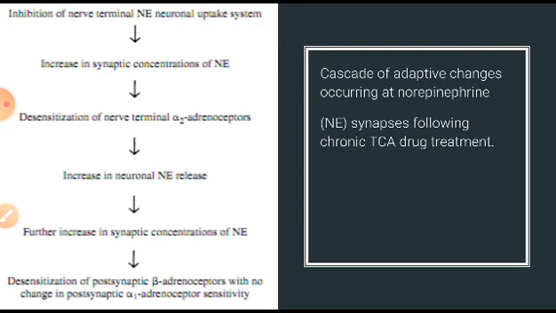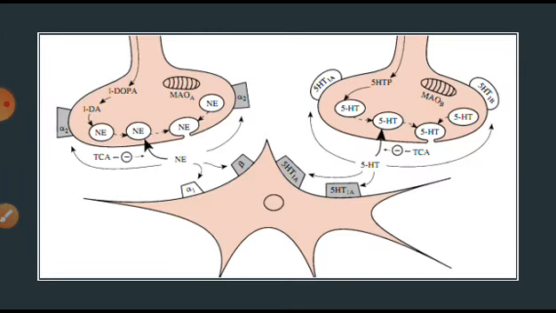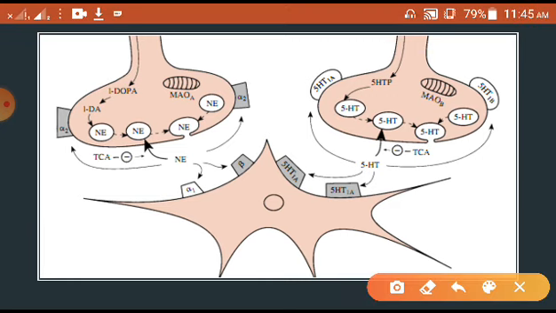But there will be no change in postsynaptic alpha-1 adrenoceptor sensitivity. So alpha-1 effects will be carried on as such, but beta effects will be desensitized or inhibited. This is one of the mechanisms. Here you can see this diagram will explain very well how it's happening.